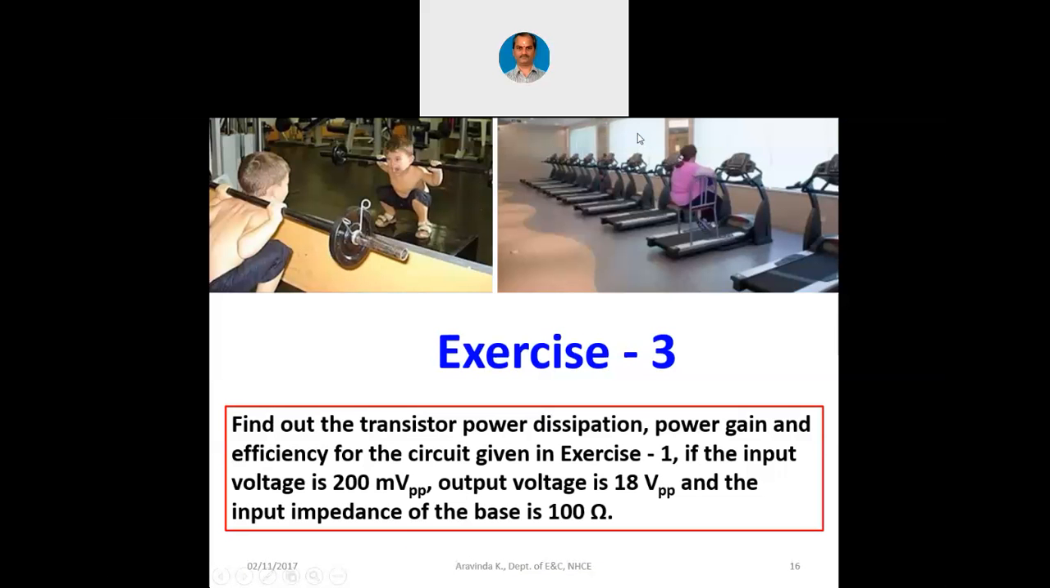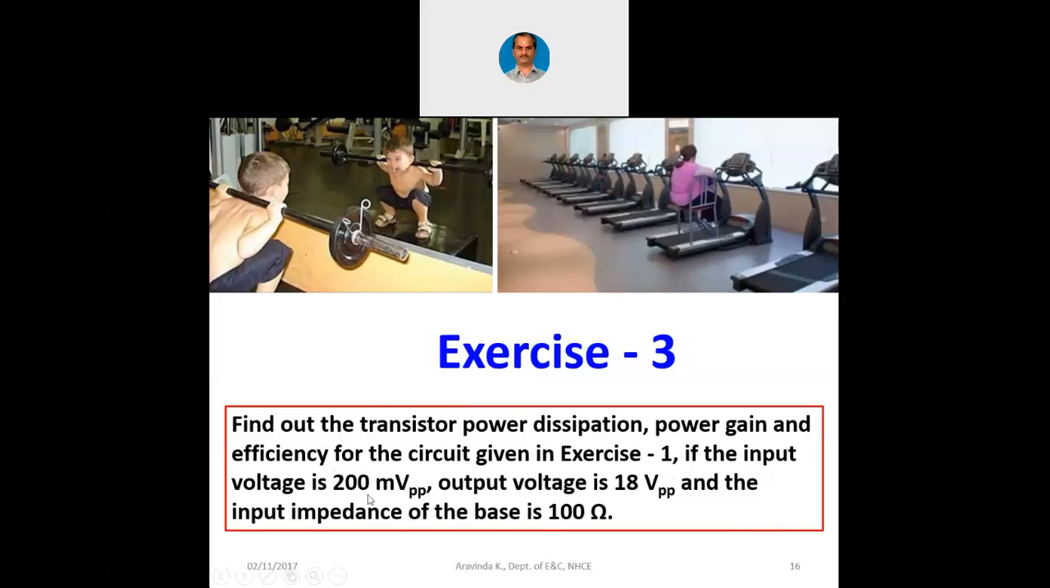Later on only I will show you the answer. I have already given you enough tips about how to find out transistor power dissipation, power gain, and efficiency. Now, I am telling you the circuit given in exercise 1. I am going to show you that circuit also, but you have to note down these values.